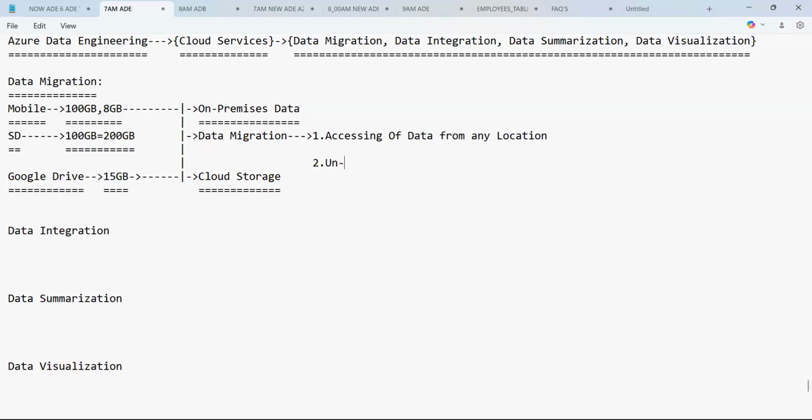And the second reason is unlimited storage. That means you can store the data up to whatever limit you want into the Google Drive.